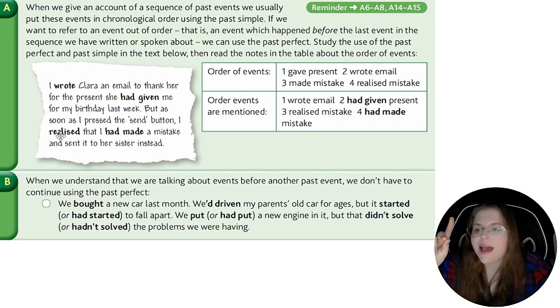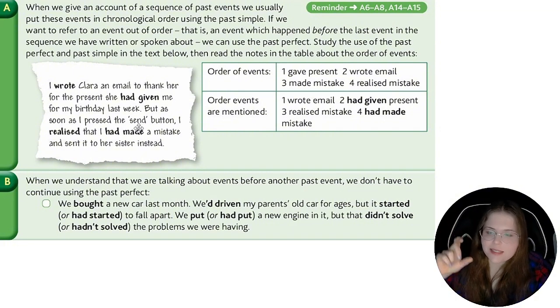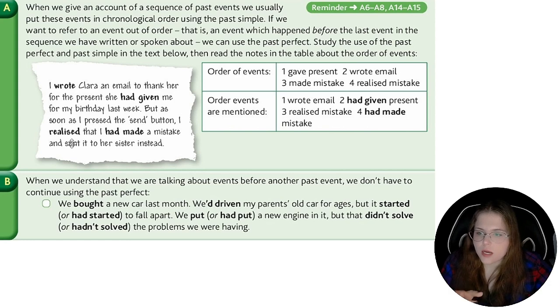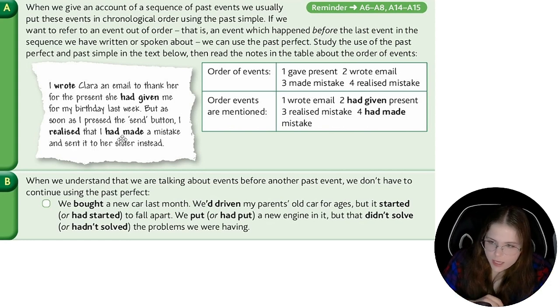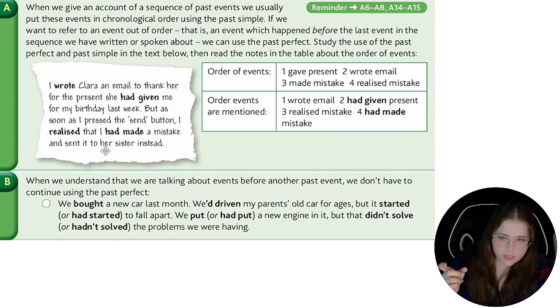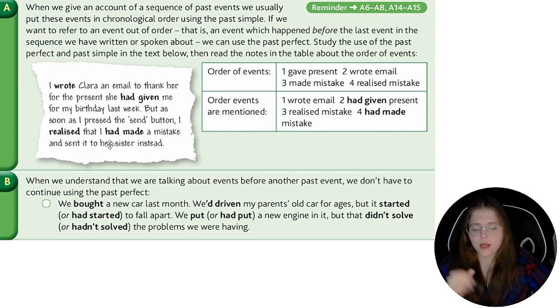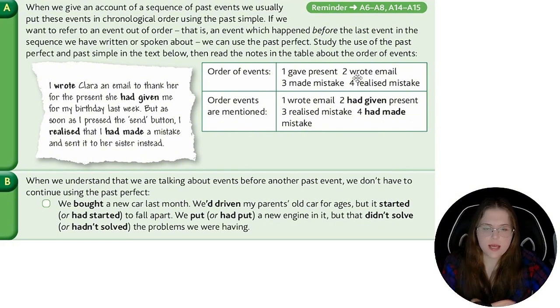But as soon as I pressed the send button, I realized that I had made a mistake and sent it to her sister instead. Firstly, I had made a mistake, and secondly, I realized it. Order of events. Firstly, I gave present and then wrote email, made mistake, realized mistake.